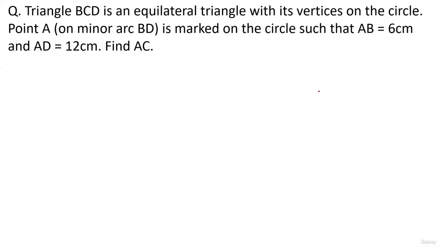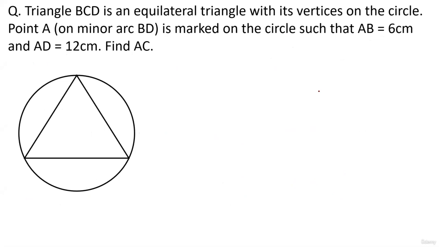Triangle BCD is an equilateral triangle with its vertices on the circle. Point A on minor arc BD is marked on the circle such that AB equal to 6 and AD equals to 12. Find AC in this case. Okay, guys. So we have the triangle BCD here. A is lying on the minor arc BD. So this is where we'll take point A. And it is given that AB is equal to 6.